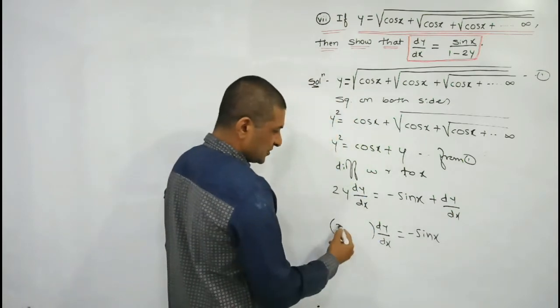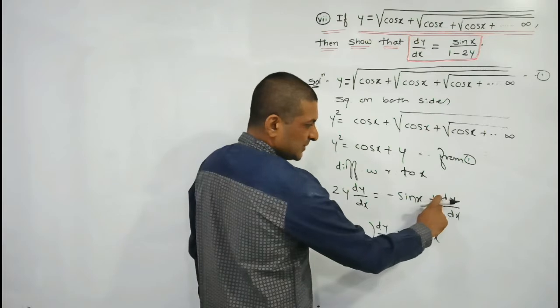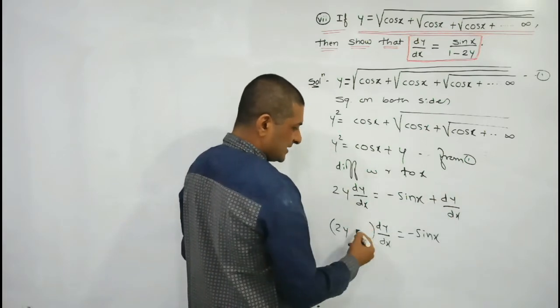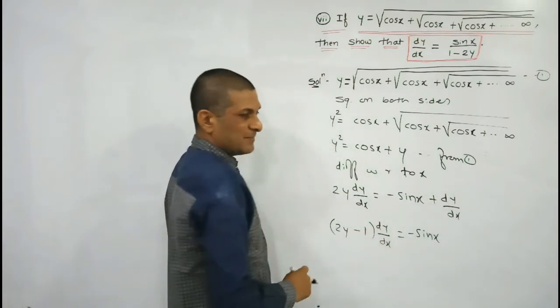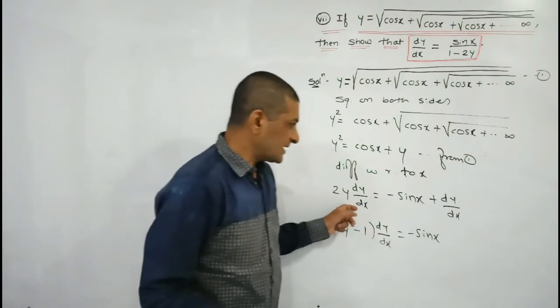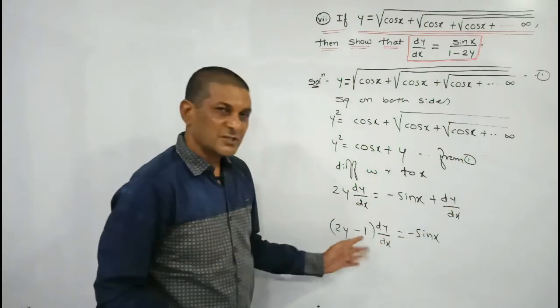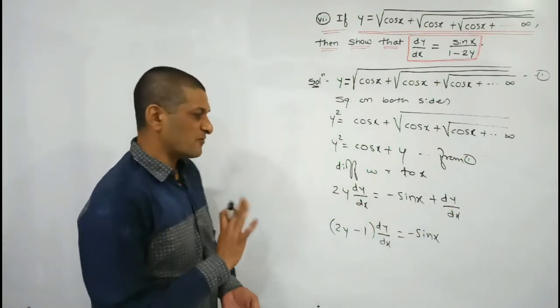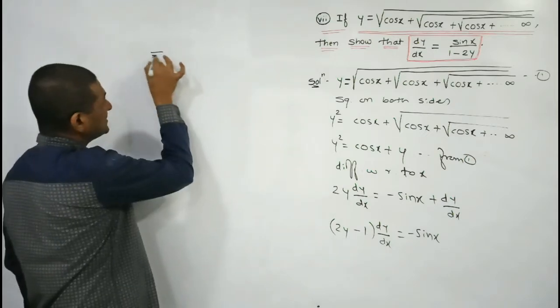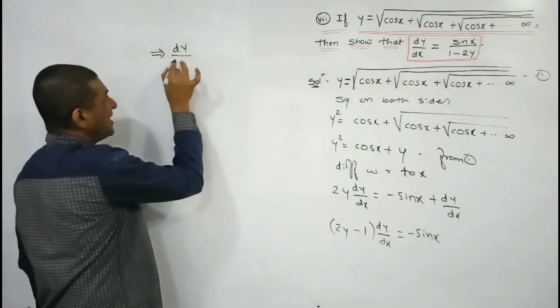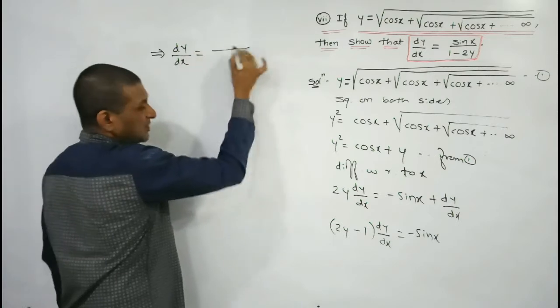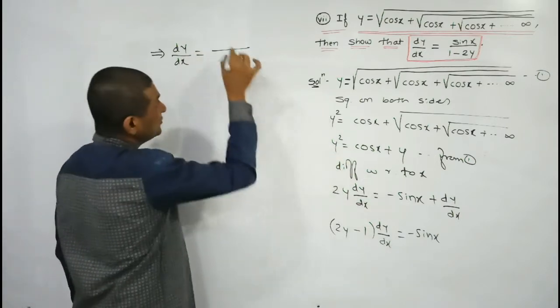So here its coefficient is 2y, and here this plus term on this side will become minus. So minus 1 if we are taking dy by dx common. So we have collected the terms of dy by dx and we have taken dy by dx common from both the terms. So which implies that the value of dy upon dx will be equal to, what are we getting in the numerator?